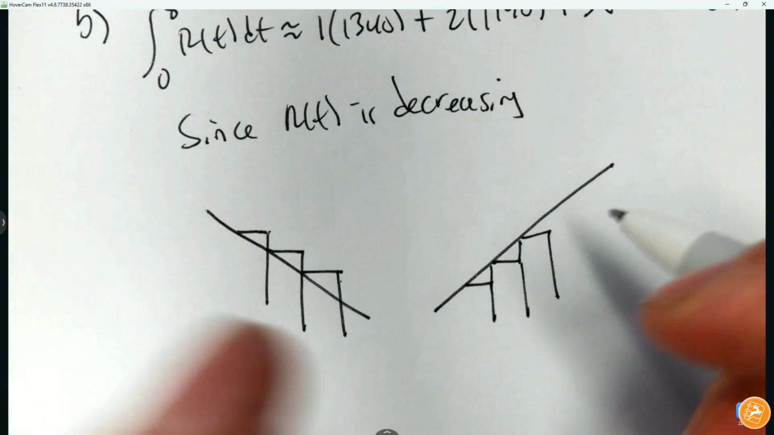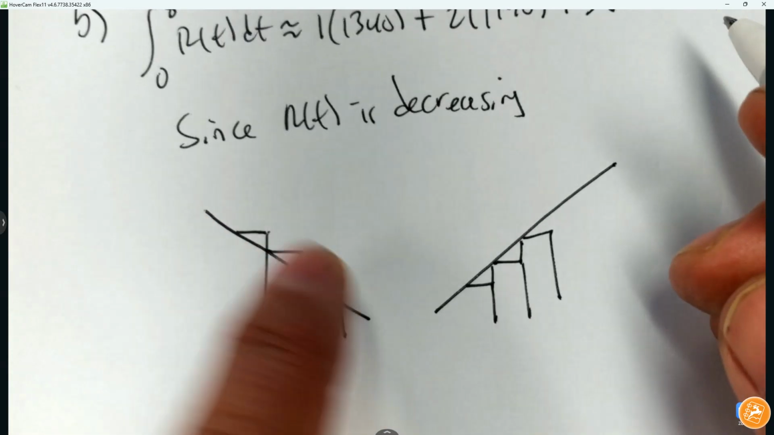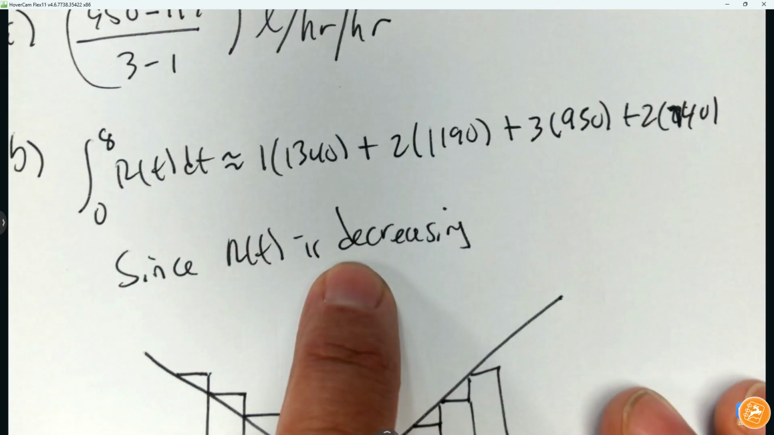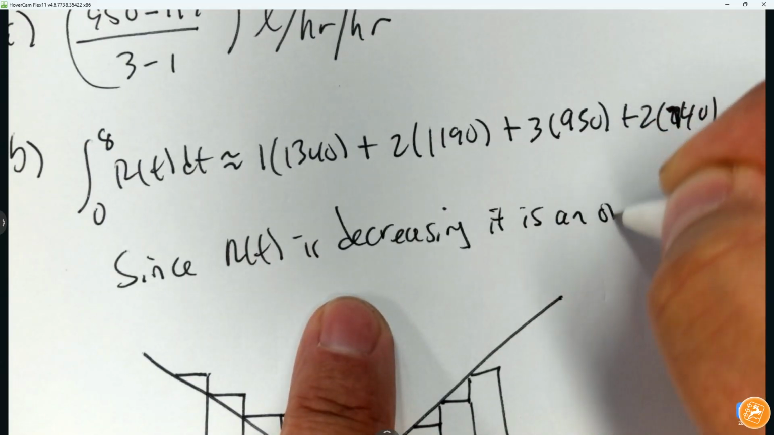If it was a right Riemann sum, it would be flipped the other way around. But for me to remember, I draw a picture and draw a left Riemann sum and go, oh, that rectangle's over the line. It is an overestimate, and that's why. So since r of t is decreasing, it is an overestimate.